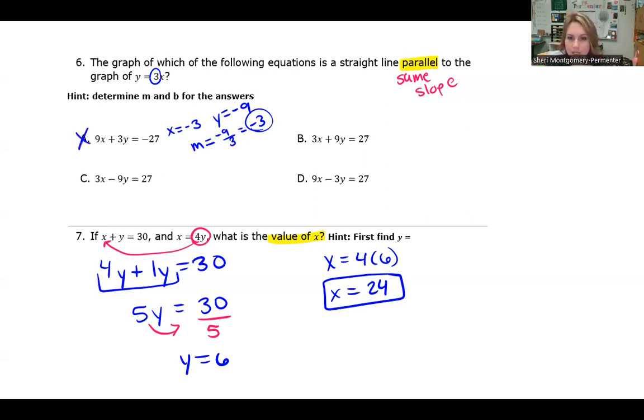All right, let's check answer choice B. So we're going to see our X's, these are all both going to be positive for my X and my Y. So 27 divided by 3, we've already done that. 27 divided by 3, that is 9. And 27 divided by 9, that is 3. If we figure out the slope, it's 3/9, or 1/3. Is that the same? No. Let's look at the next one.